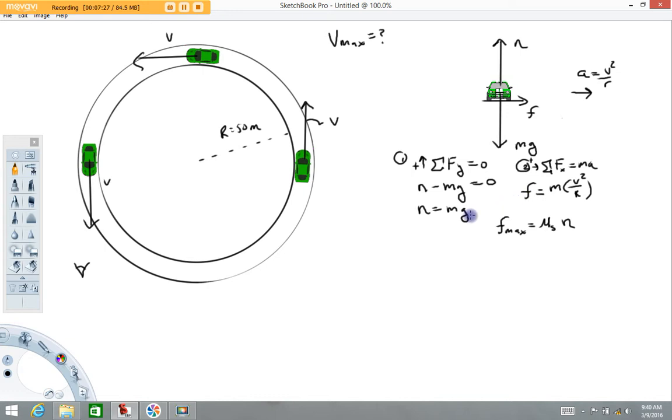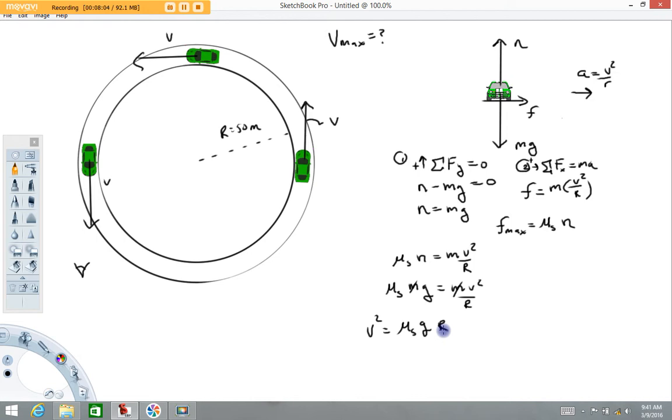So putting these two equations together, we have the coefficient of static friction times the normal equals mv squared over R. The normal force is equal to mg, so the coefficient of static friction times mg equals mv squared over R. Notice now that the masses go away. This problem is not dependent on the mass of the car. So I'm going to put that R on the other side. We have v squared equals the coefficient of static friction times g times R.